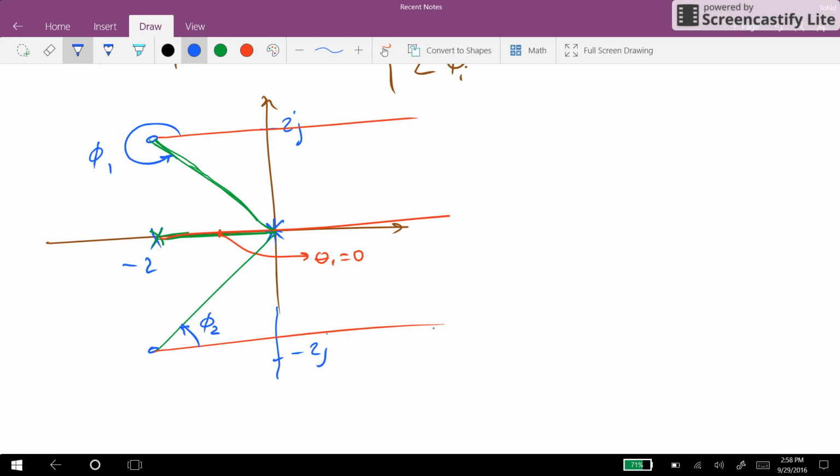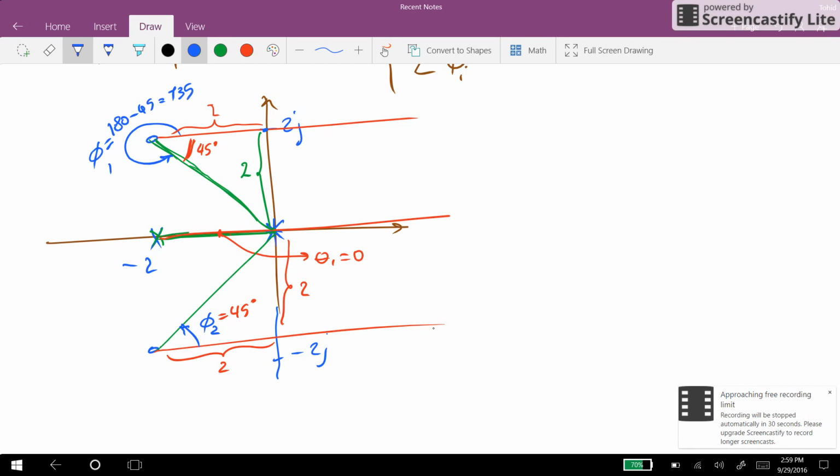Since here we have 2 in terms of the amplitude, and here we have 2 as well, this angle will be equal to 45 degrees. The same thing here: we have 2 here, we have 2 here, and this angle phi 2 will be equal to 45 degrees. Since we have 45 degrees here, phi 1 will be equal to 180 minus 45, which is 135. And phi 2 is equal to 45.